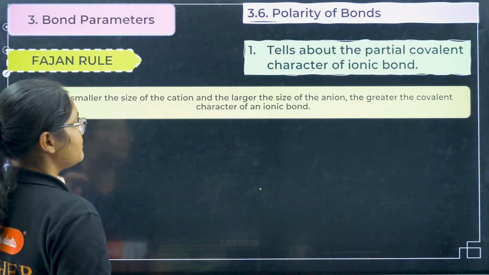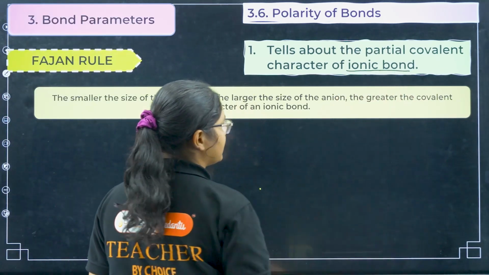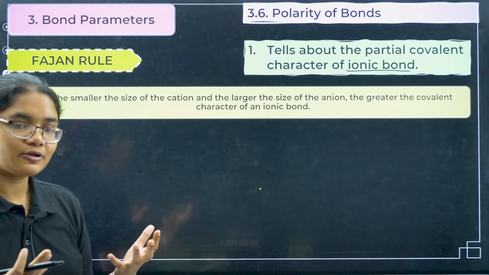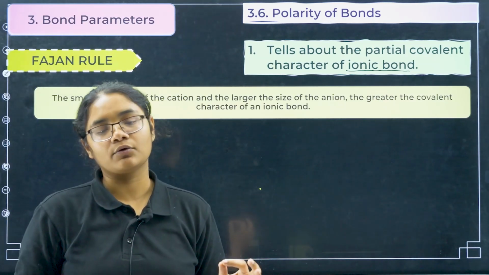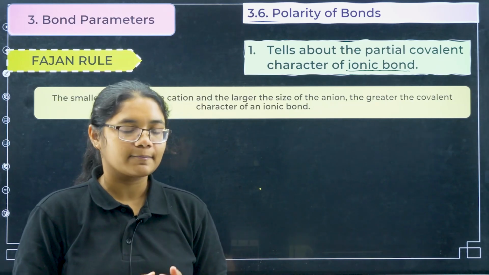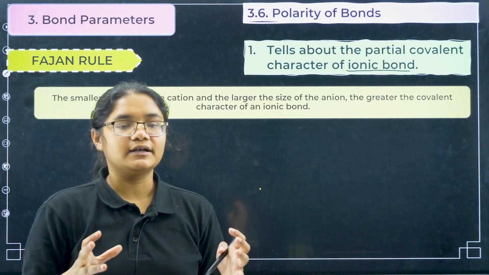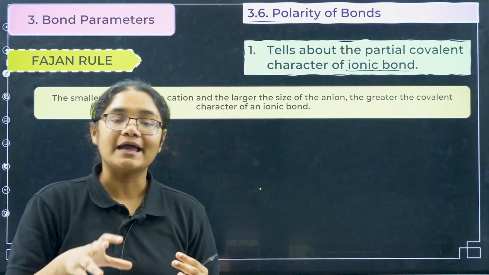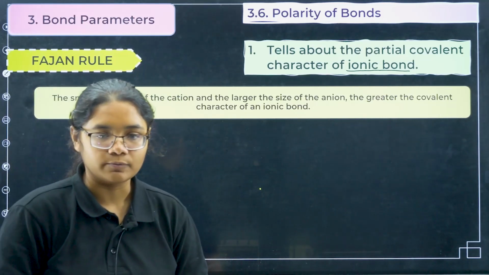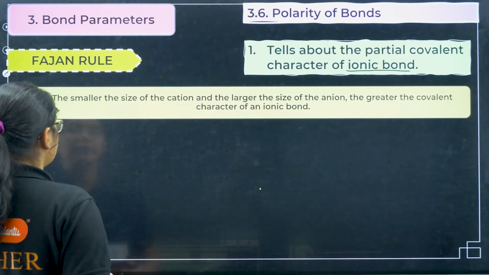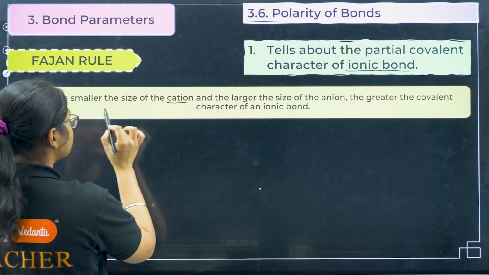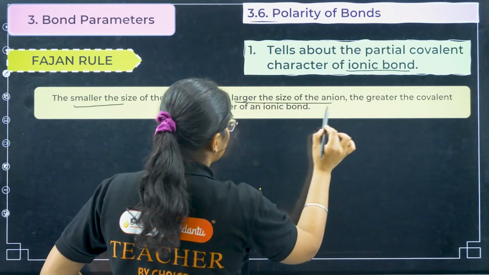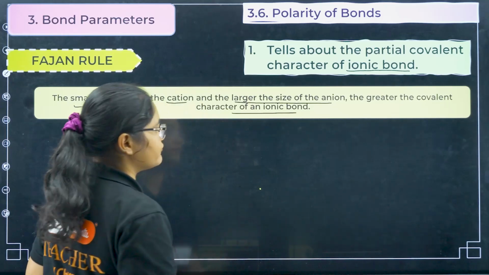So it tells you about the partial covalent character in an ionic bond. So in an ionic bond, how much covalent character is present, because I said no bond is completely covalent or completely ionic. So if one ionic bond is present, then how much covalent character is there in that ionic bond, that is given by Fajan's rule. So for Fajan's rule, the rules are: the cation should be smaller in size, and the larger the size of the anion, the greater is the covalent character of the ionic bond.